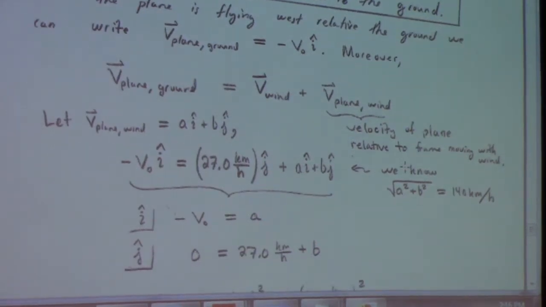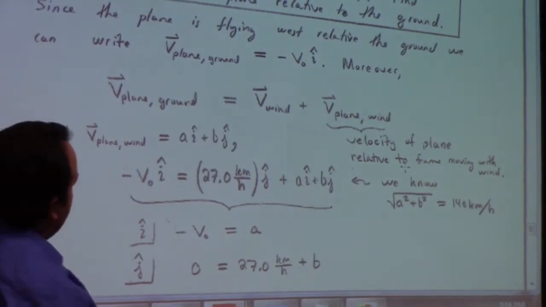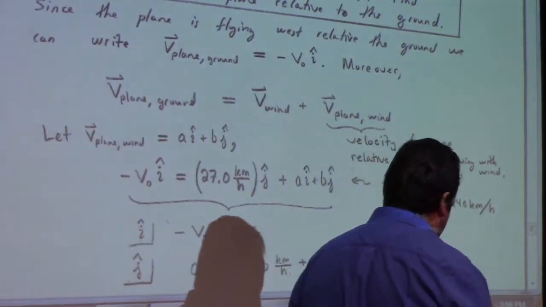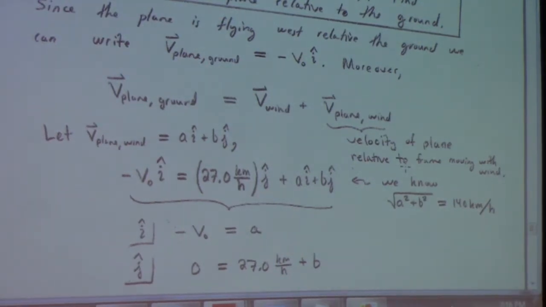Here's another one. An airline pilot makes a heading due west by his GPS locator. So that would mean due west relative to the frame of the Earth. Right? And the plane has an airspeed of 140 kilometers per hour. All right? That's his speed relative to the air. That might not be his speed relative to the ground.